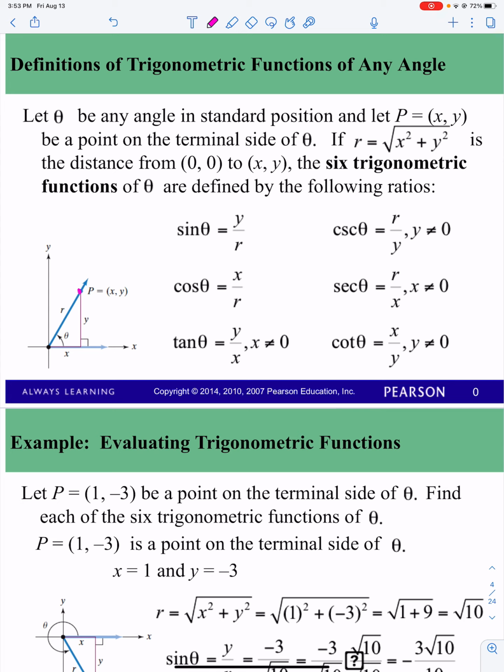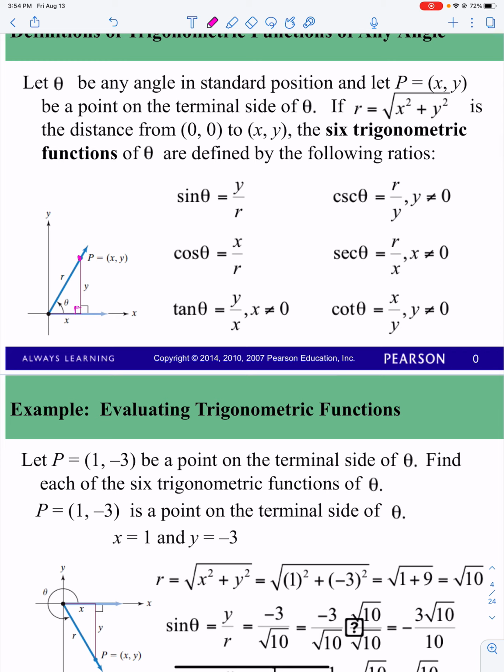And so x is the x coordinate, y is the y coordinate. So the x and y coordinates will make the right triangle. Here is x, here is y, and r is the hypotenuse, which by the Pythagorean theorem is the square root of x squared plus y squared. So what happens? Sine is y over r, cosine is x over r, tangent is y over x, and the others: r over y, r over x, x over y.